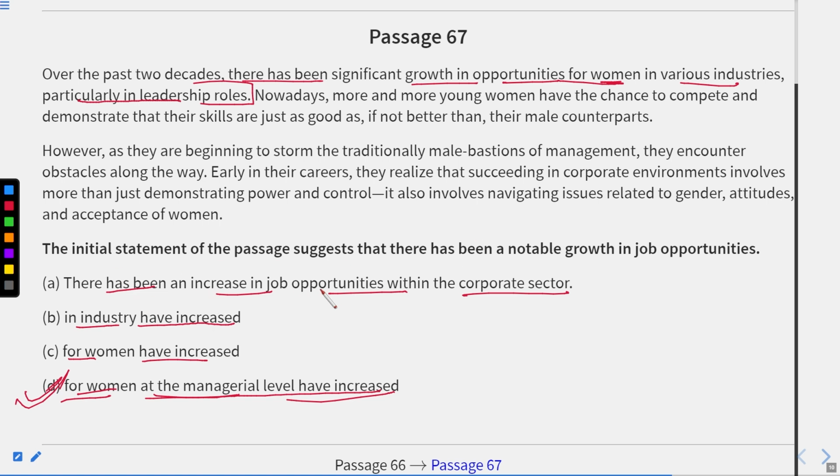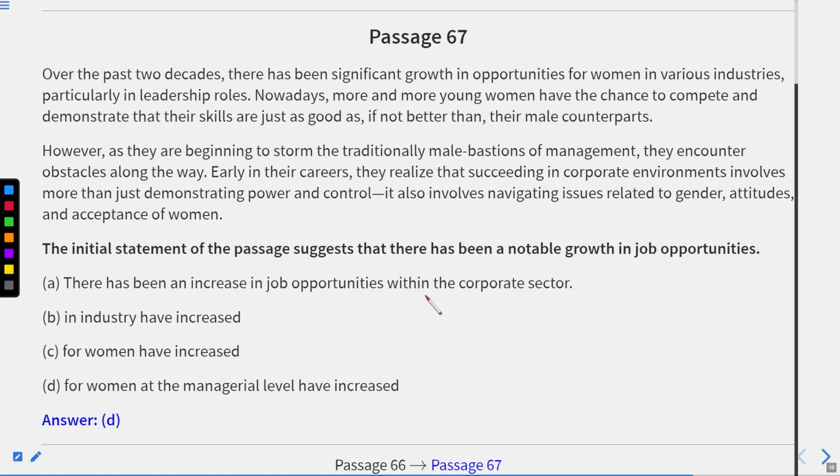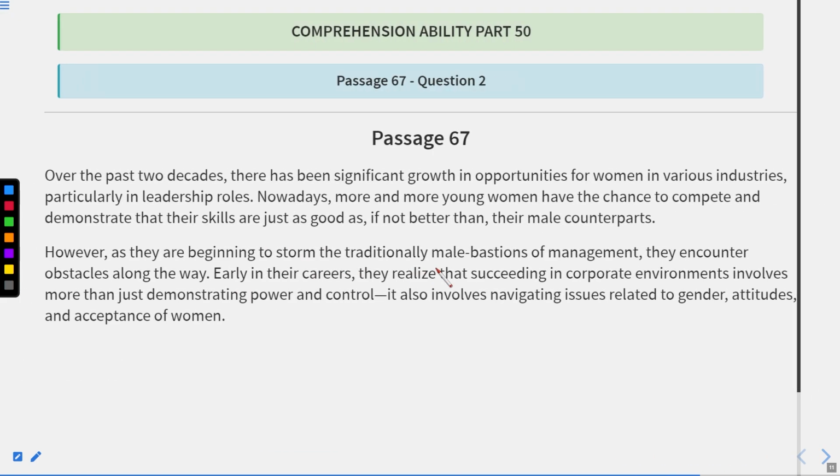So, is there an increase in job opportunities within the corporate sector? No. Actually, it is growth for the women at the managerial level. It means leadership roles have increased. So according to this, D will be the correct answer. Now let us move to the next one.